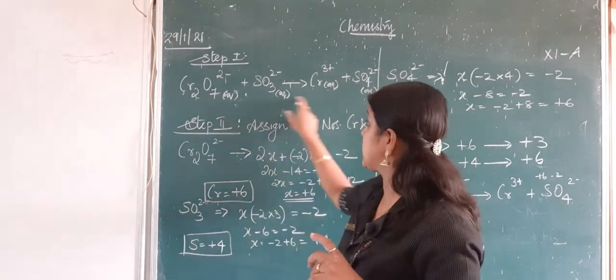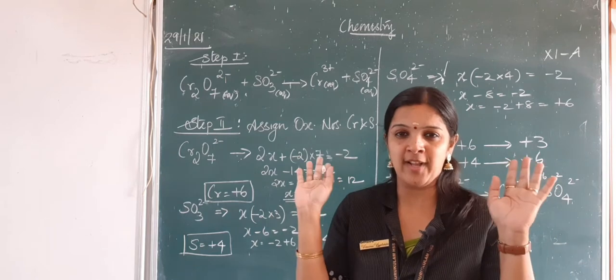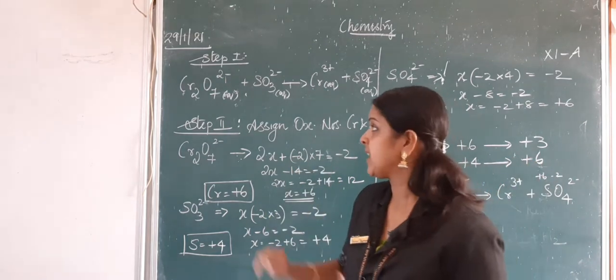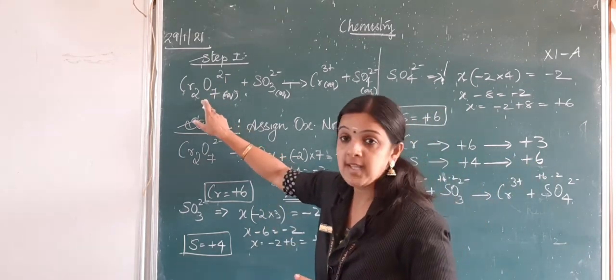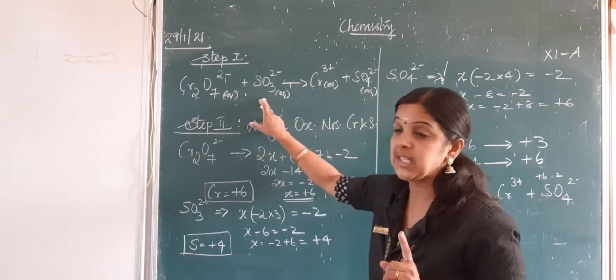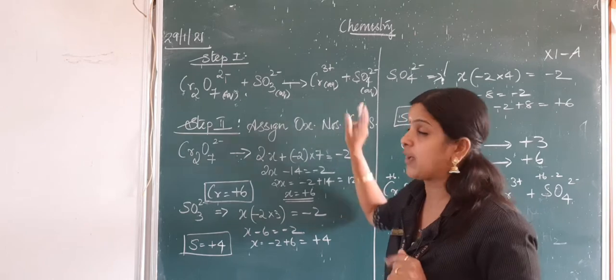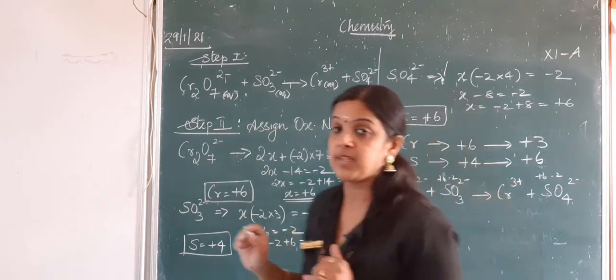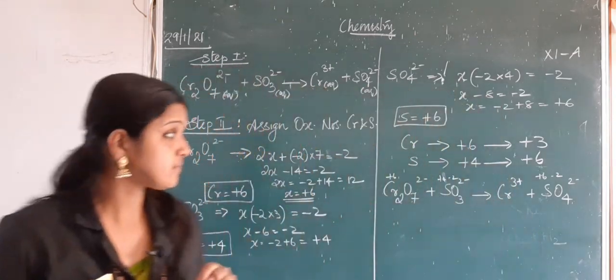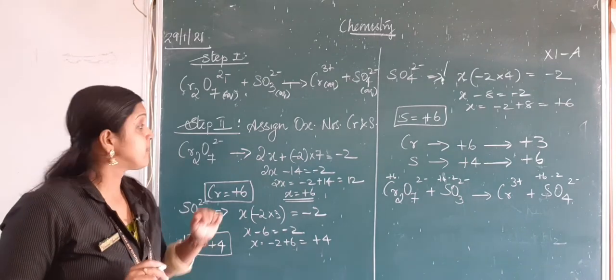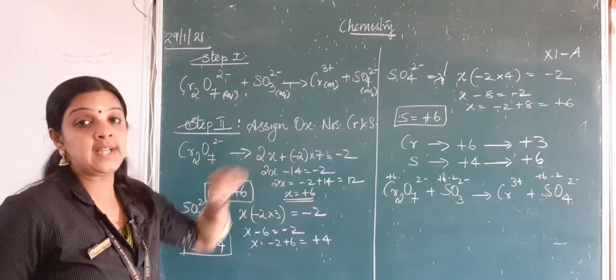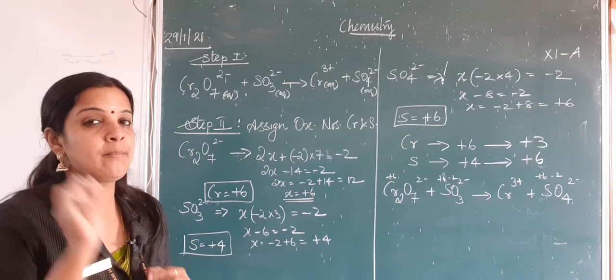Definitely you will be given this equation in your exam, so you don't have to worry about it. Okay, they have told us that dichromate ion combines with sulfite ion to give chromium ion and sulfate ion. So this is the reaction I have written, that is my step 1. What is step 2? Assign oxidation numbers, because this is the oxidation number method.